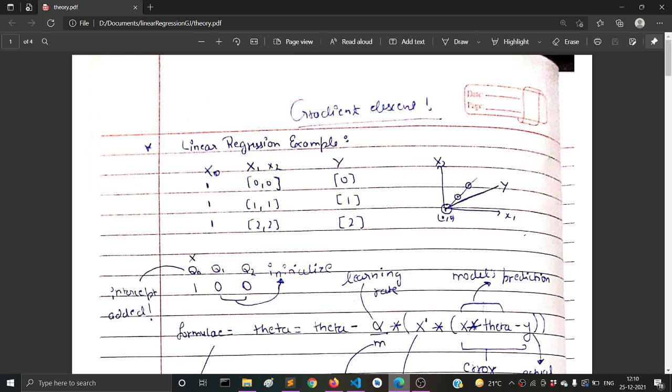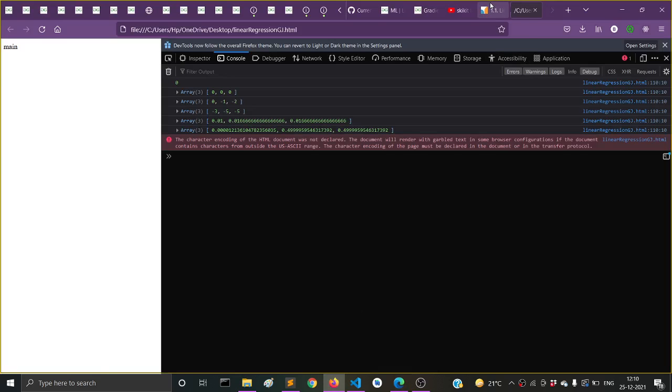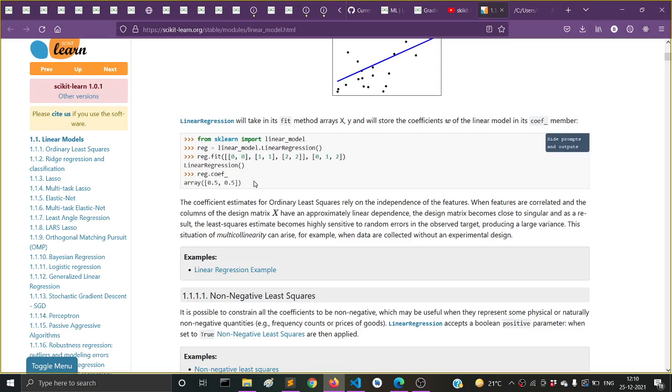Hi, this is Shinchan. In today's tutorial, we will be having a look at the intuition behind linear regression. One of the examples in scikit-learn shows how to implement linear regression with just these few lines. It takes the training examples with the x data as this and the y labels as this.